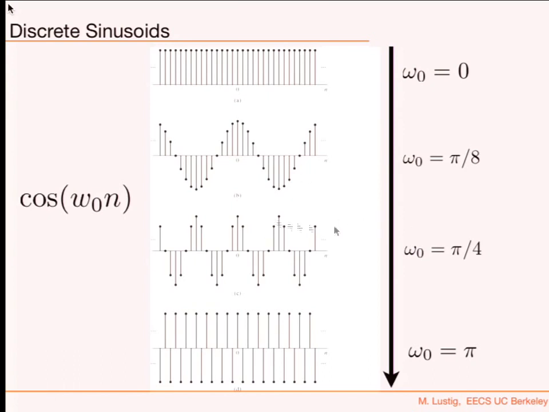This is pi over 4. This looks less like a sinusoid. This is pi, highest frequency. Doesn't look like a sinusoid at all, but it is. And so that's what happens with discrete time.